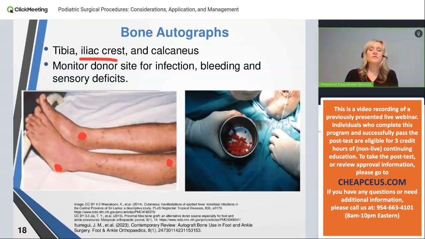In addition to checking for sensory deficits that may occur if there was a nerve that was traumatized during the donor site acceptance versus the surgical procedure.